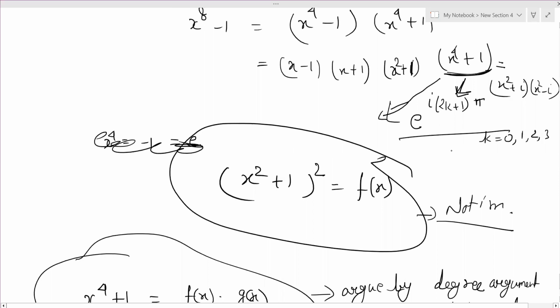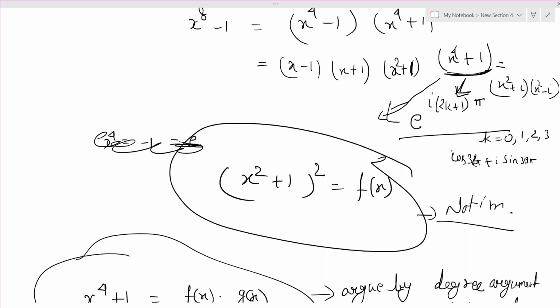Yes. So when you put k value 1, suppose, what will you get? e to the power (2 plus 1), 3, so e to the power 3 i pi. What is this? It is minus 1: cos 3 pi plus i sin 3 pi. No, 3 pi only, no i. Yes, sorry. Cos 3 pi is minus 1, and sin is 0. So you get minus 1.